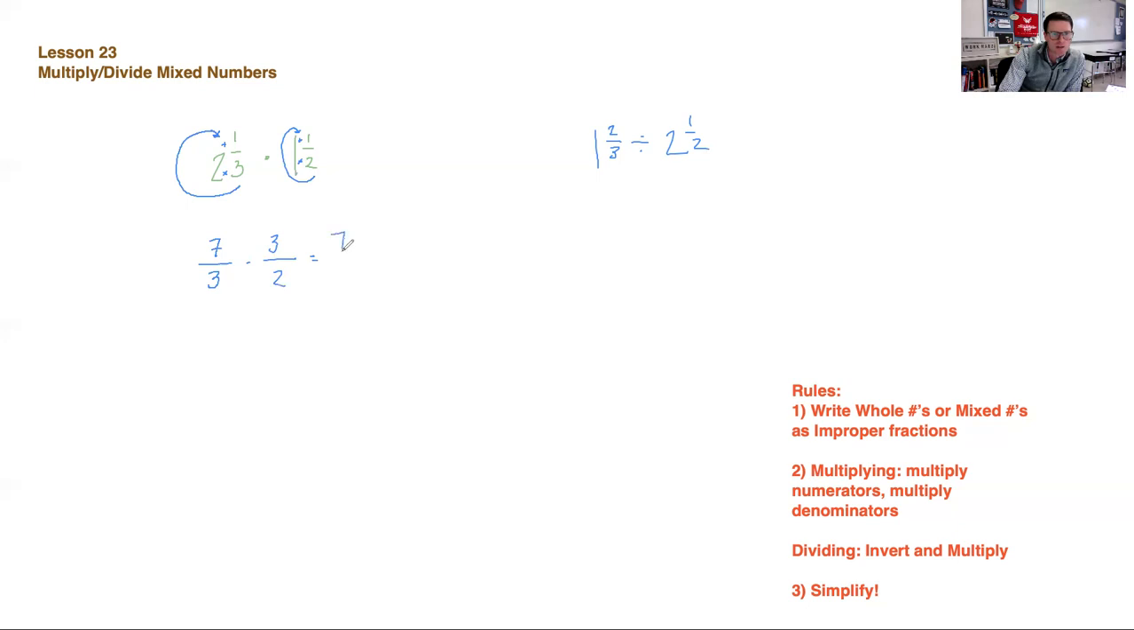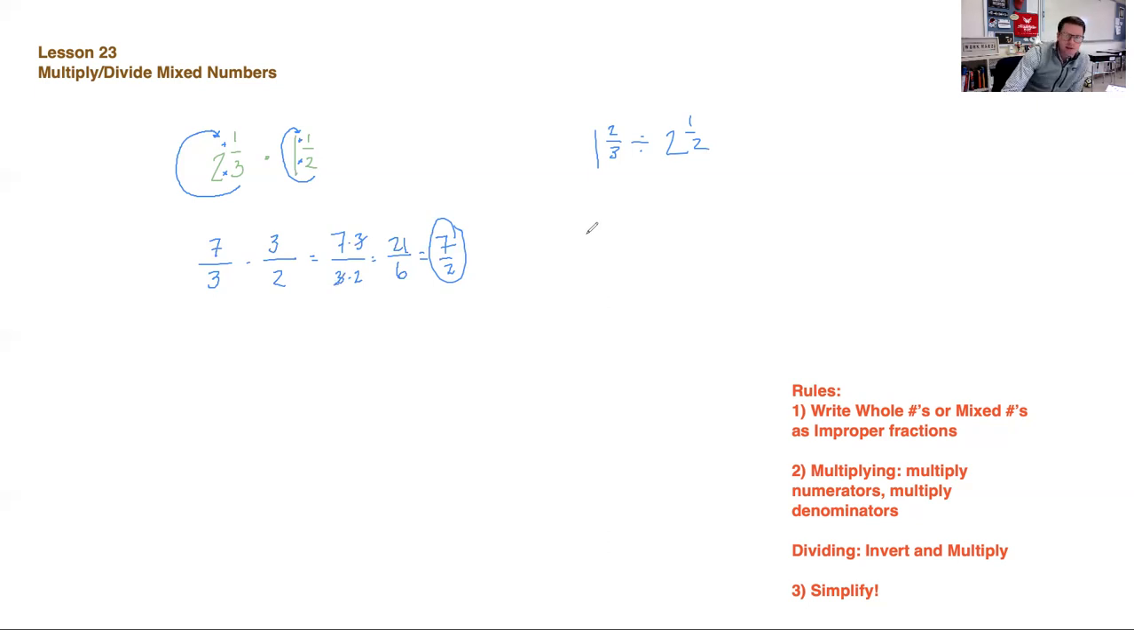We multiply the numerators, 7 times 3. Multiply the denominators, 3 times 2. And we get 21 over 6. Can I reduce? Certainly. Can reduce both the top and bottom by 3. So we get 7 over 2 as our final answer. Just leave it improper. That's okay. You could also have seen that these 3's cancel, right?